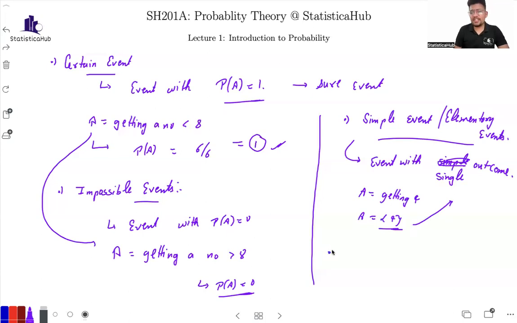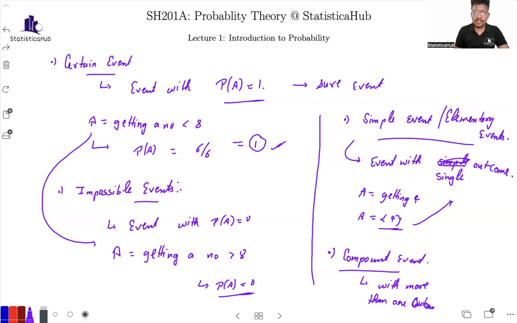Then you define something that is known as your compound event. So this is an event with more than one outcome. Okay, so that's how we define different types of events, so that you can understand the meaning of certain event, impossible event, simple event, and compound events. I hope that makes sense.